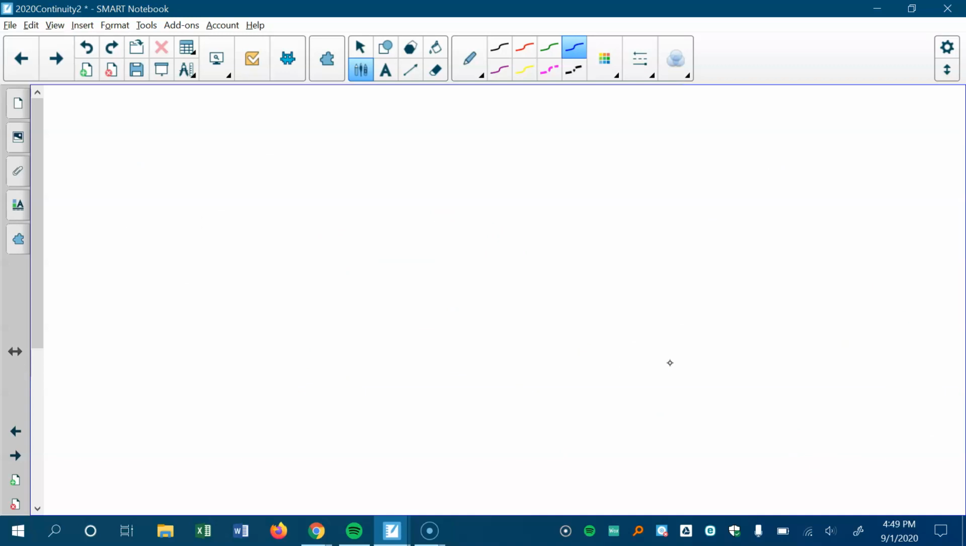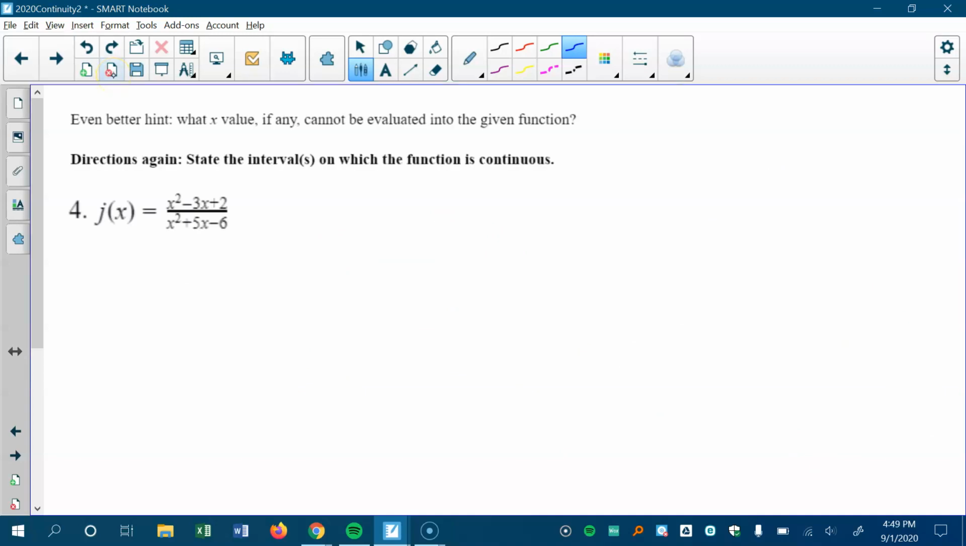Okay, let's go to number 4. We are talking now. Number 4 looks like we have lots of math. And when we have a lot of math for this j of x function, what we should look for are things that cannot be plugged into the given function. I notice that both of these are quadratic, so I'm going to factor these before I graph them. And it looks like they factor into x minus 2 and x minus 1.